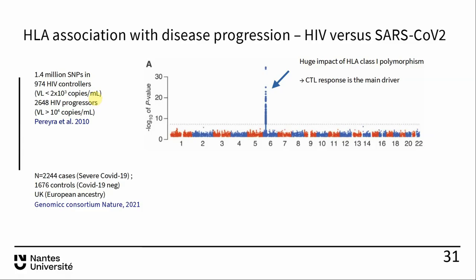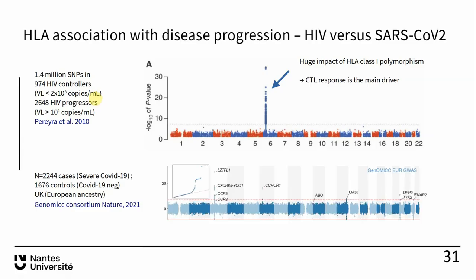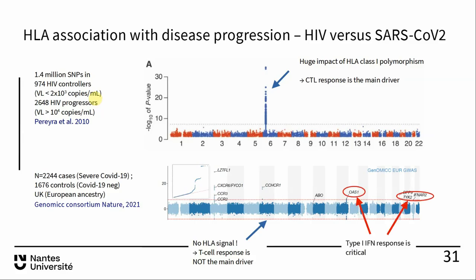Now, what about SARS-CoV-2? This was 2021, a big consortium. Once again, more than 1,000 cases, 1,000 controls. HLA class 1, nothing, no HLA signal. What you do get are some of these molecules: interferon alpha receptor, OAS1, interferon. So interferon is what's critical, not CTL, not T cells. Acute infection, whether you get severe infection, live or die, it's interferon. It's not T cells.